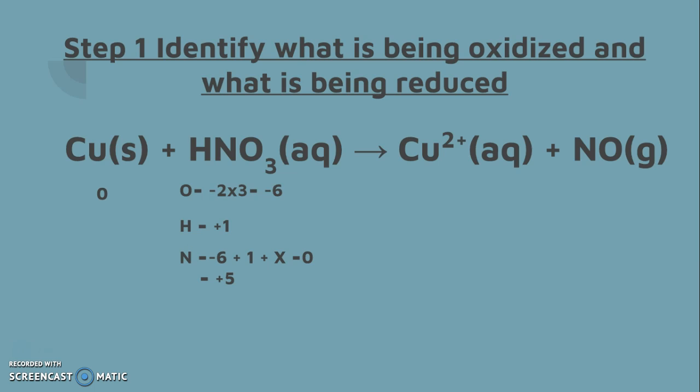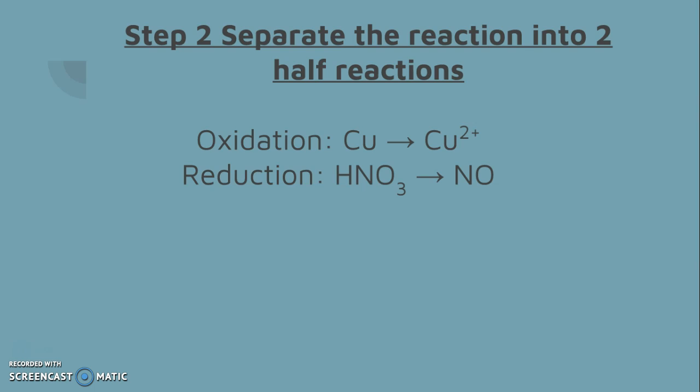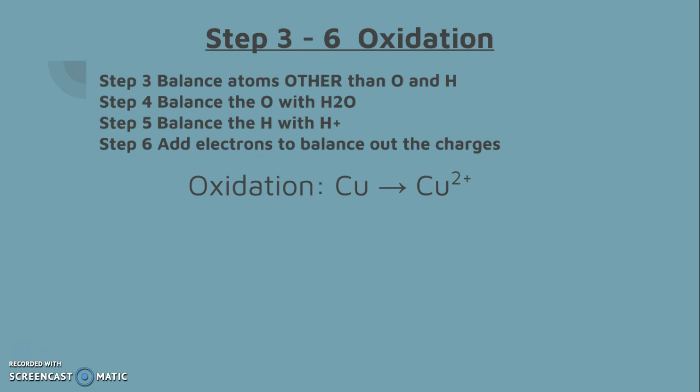Copper 2 plus has an oxidation number of plus 2. In nitric oxide, the O has an oxidation number of minus 2, and since the overall charge is 0, the nitrogen must have an oxidation number of plus 2. As you can see, the copper has lost 2 electrons, making it an oxidation reaction, and the nitric acid gained 2 electrons, making it a reduction reaction. Now we have these two half reactions. Next, we look at the next 3 steps.